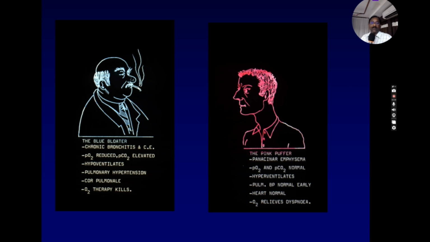Whereas in pink puffers, the main reason is emphysema. Here the PO2 and PCO2 are normal, whereas in blue bloaters the PO2 is reduced but PCO2 is elevated. Here it is hyperventilation, whereas in blue bloaters it is hypoventilation. Here there is no pulmonary hypertension, the blood pressure is normal, and the heart is also normal. Very rarely they go to cor pulmonale. Here oxygen relieves the dyspnea.